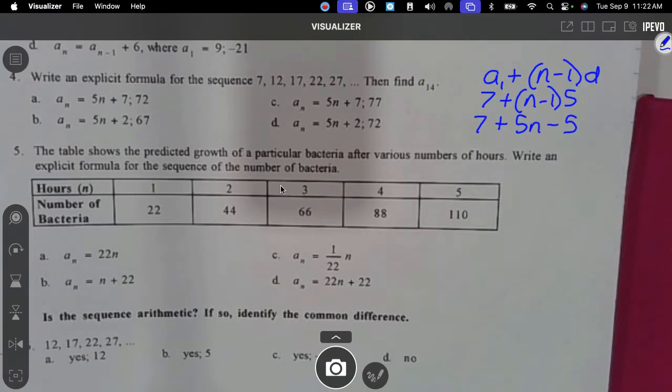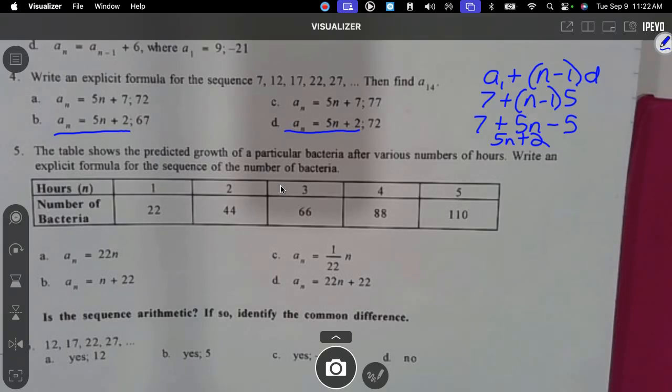Now, can you combine anything right there? Yeah. What is 7 minus 5? 2. So I would have 5n plus 2. That's my formula. 5n plus 2. So it's either that one or it's that one. What is that next number? What does that mean?